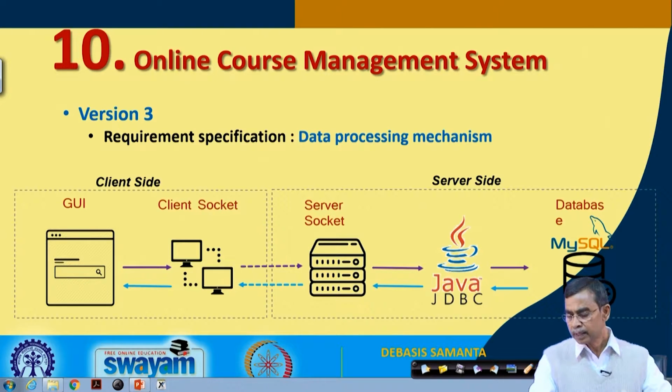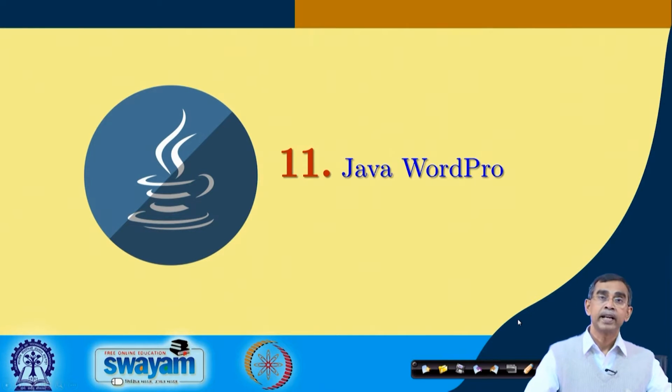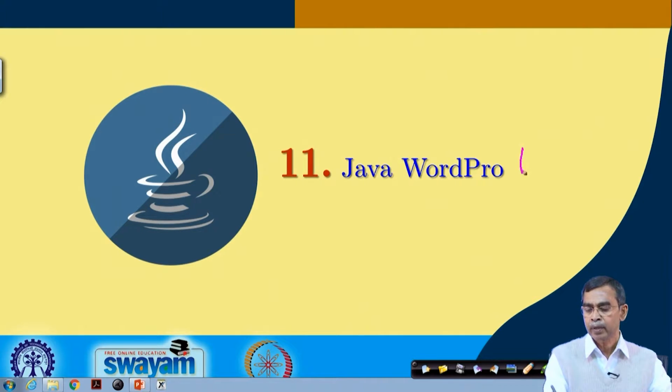So, this is about our 10th project, the next project, and this is the most challenging project. Challenging in the sense that a lot of other things have to be exercised, and the knowledge level has to be highly applied here. The program is called Java Word Pro Duo. So, here the name is not complete. Java Word Pro Duo, this is the project that we are going to discuss.